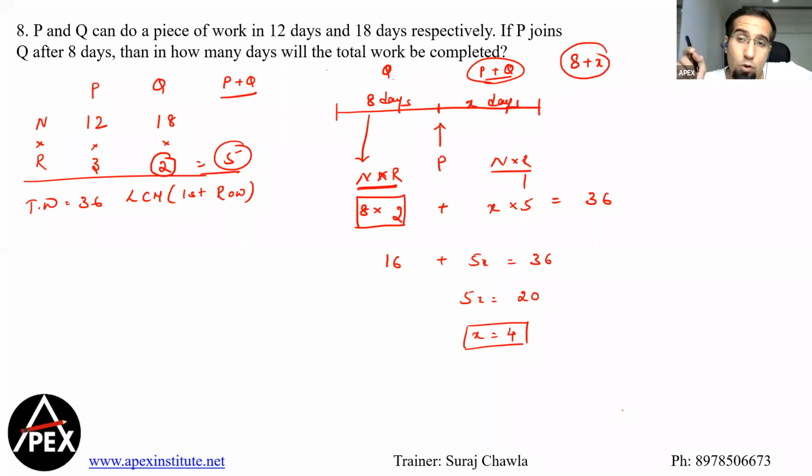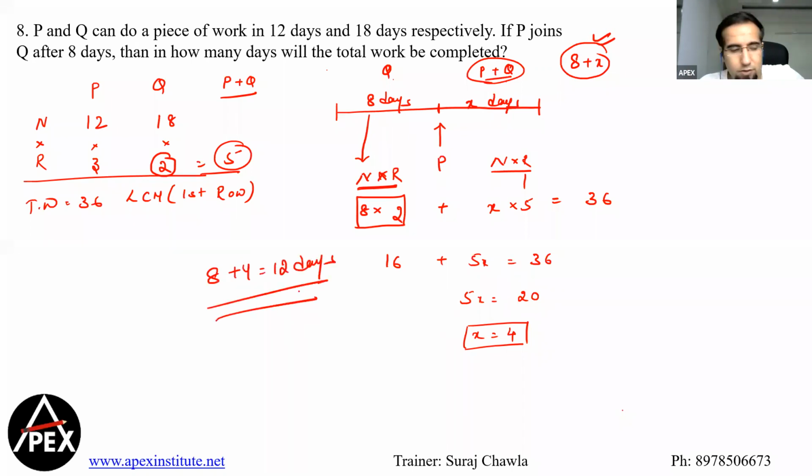If the value of x is equal to 4, the question is not asking you the value of x, the question is asking you the value of 8 plus x. So therefore your answer is going to be 8 plus 4, that is equal to 12 days. Is this point clear with all of us? Quick responses, please. Yes, no, yes, no.